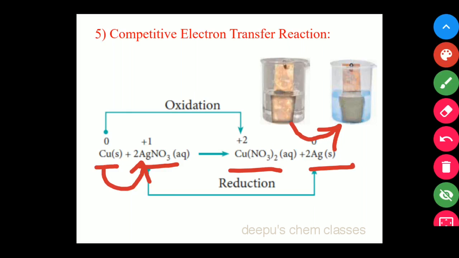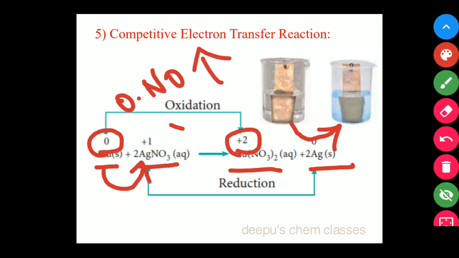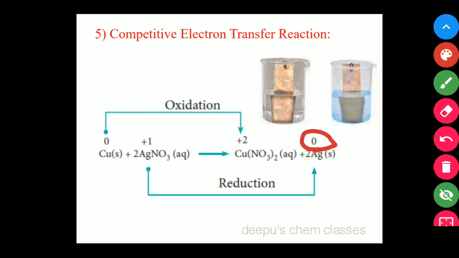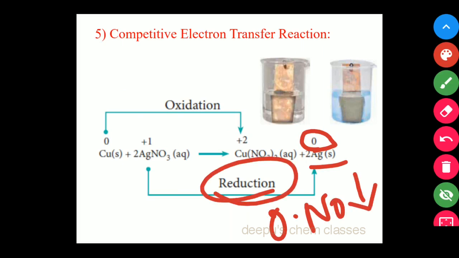Okay, right. So if you see copper in reactant side, it has a zero oxidation state, but when it changes into the product copper nitrate, it shows +2 oxidation state. So 0 to +2 means oxidation number increases, then the process is oxidation. But silver shows +1 oxidation state in reactant side, but when it changes into metallic silver, it shows 0. 0 means in elementary form it shows 0. So +1 to 0 oxidation number decreases, so it shows the process is reduction.